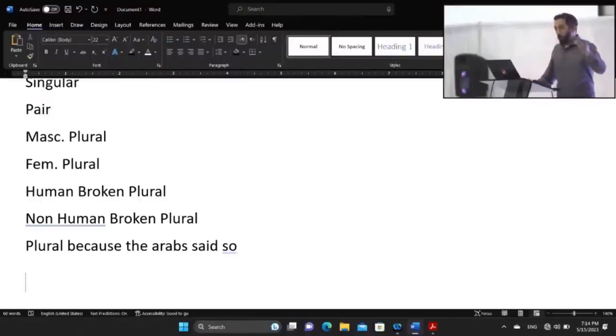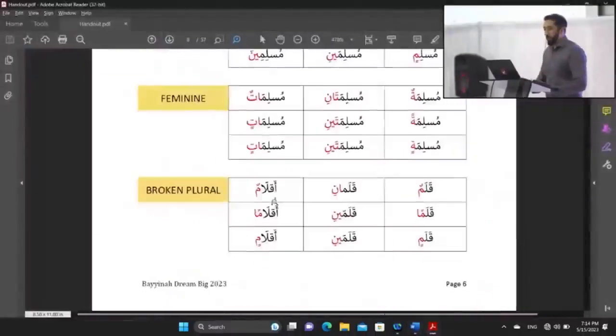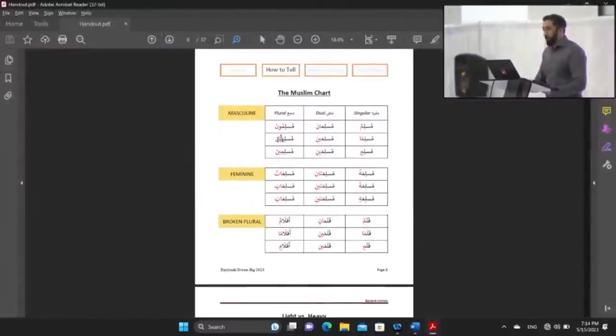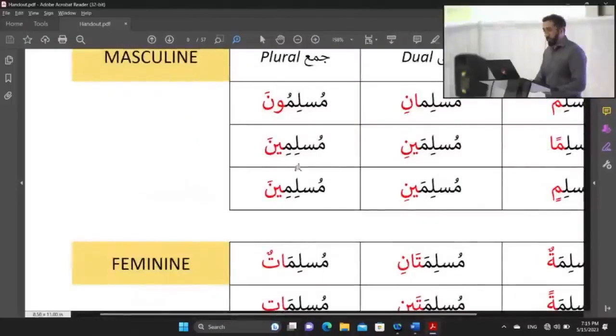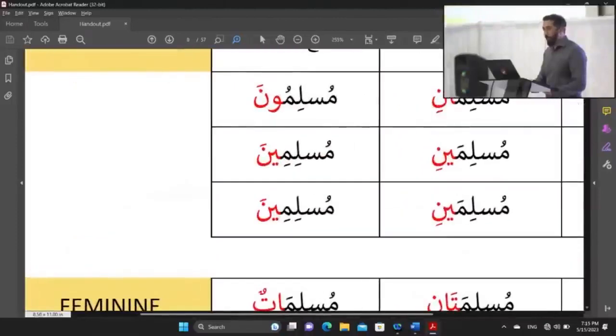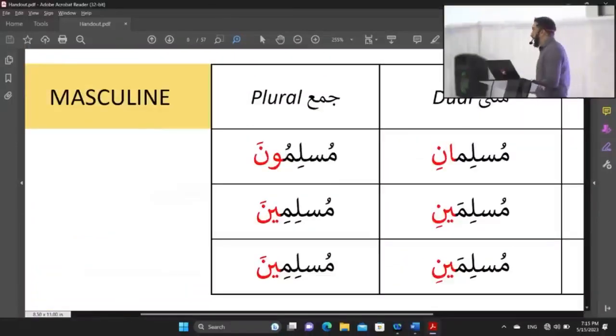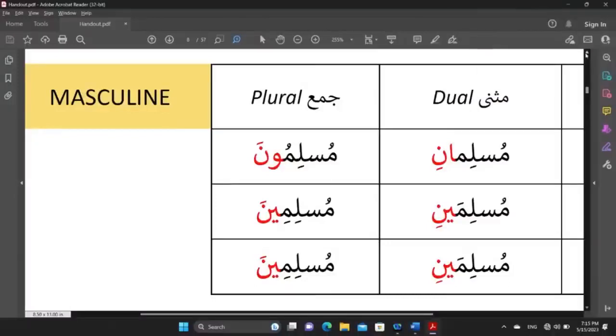I want you to go back to page 6, and I want you to write something there for me. That's the best place to write it. Page 6. And you're writing it for the plural column. This column right here, only the plural. The masculine plural, oona, eena, eena, is used for people or intelligent beings. So it doesn't include your best friend. Oona, eena is used for people or intelligent beings.